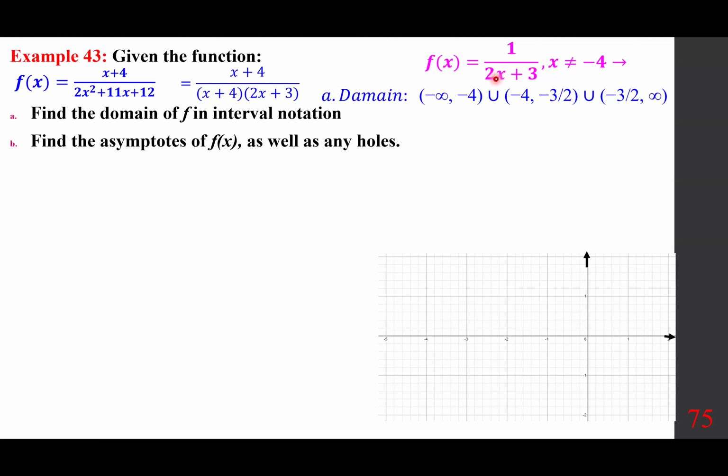So plug in -4 here. So the coordinates would be -4, and then 2 times that, -8, and 3 is -5. So 1 over -5, or you would say -4 comma -1/5. So 1, 2, 3, 4 on the left side, -4, and -1/5 is about here. So somewhere here we have the hole.